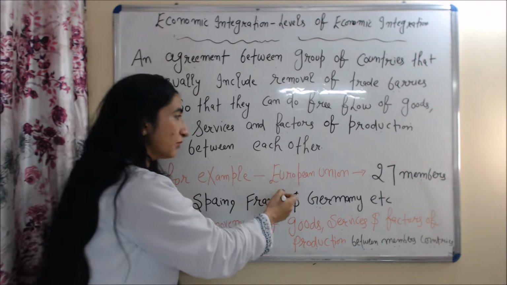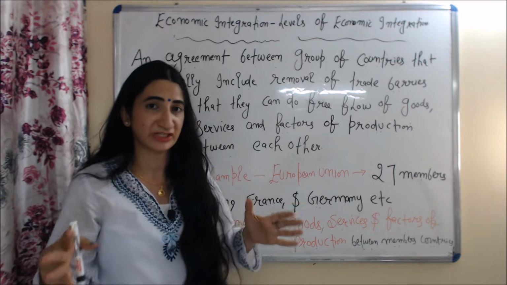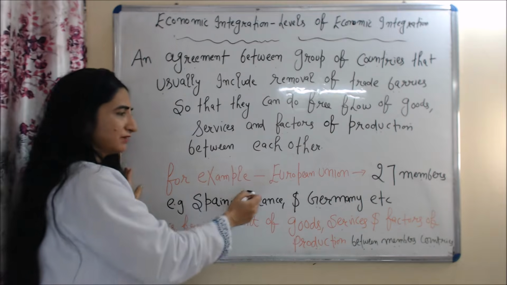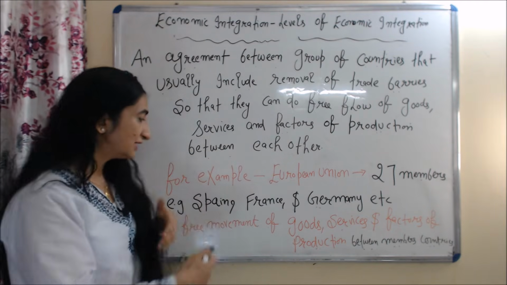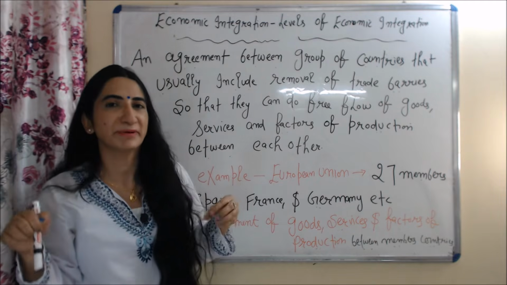For example, the European Union consists of 27 member countries, for example Spain, France, Germany, etc. And there is free movement of goods, services and factors of production between member countries.